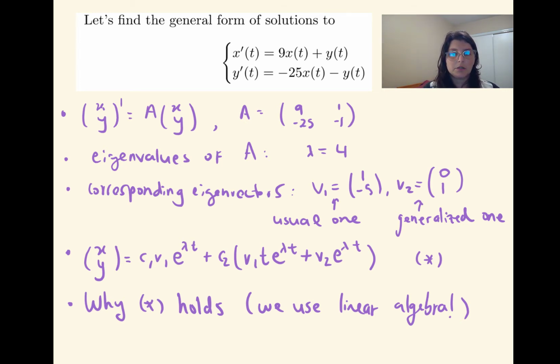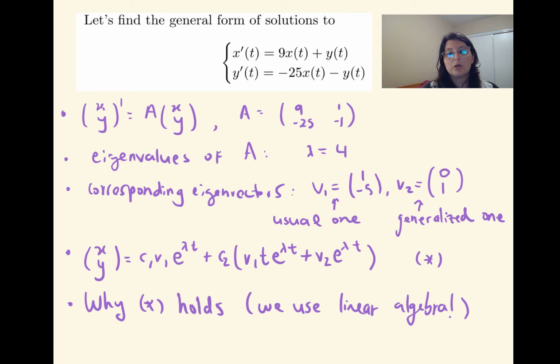So to summarize what we're going to do, I have the following steps. First we're going to rewrite the system in terms of a vector and a matrix. Then we're going to find eigenvalues of the matrix involved in this system, and we will see that there is only one eigenvalue. Then we will find corresponding eigenvectors, and one of them will be like a usual eigenvector, and another one will be what we call a generalized eigenvector.